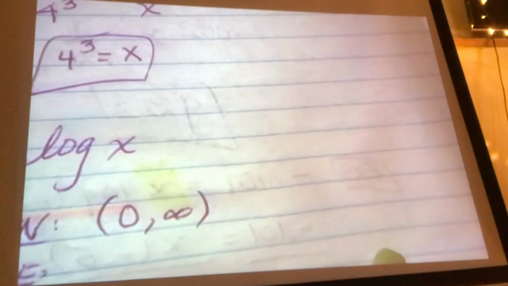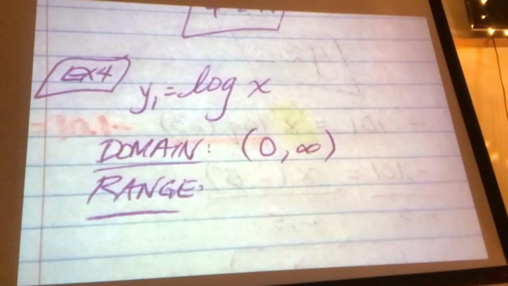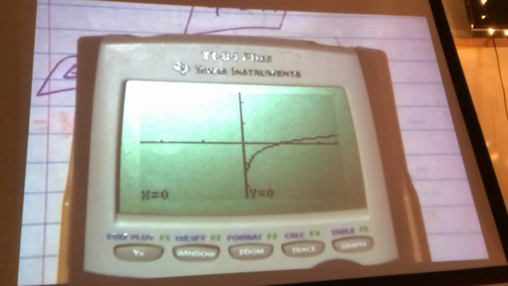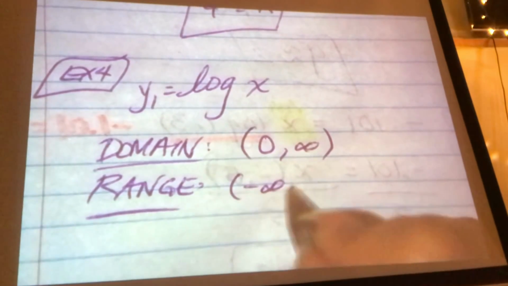How about the range? What letter are you looking for in the range? Now let's go up and down. What would the range be? Okay, so there's arrows here and there's arrows here. Is there any breakage? No, right? So you tell people that the range is all numbers, which is negative infinity to infinity.